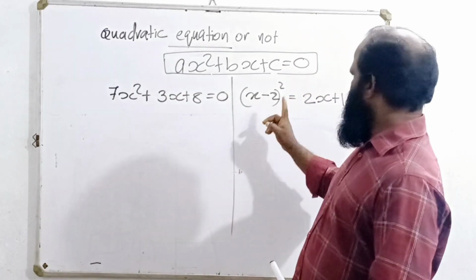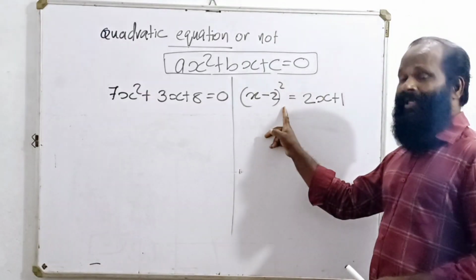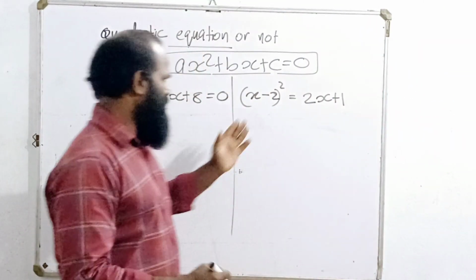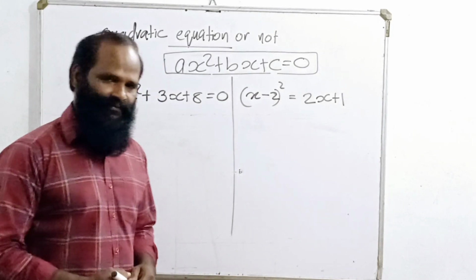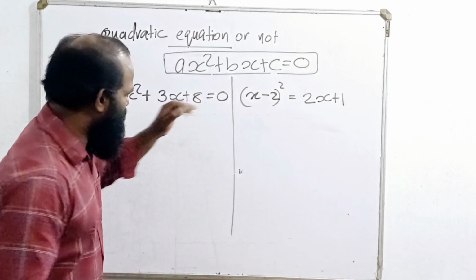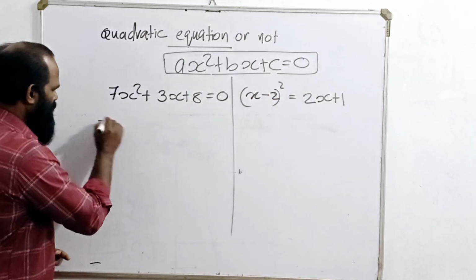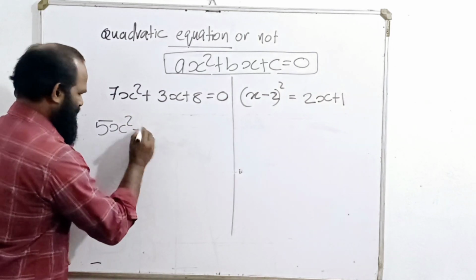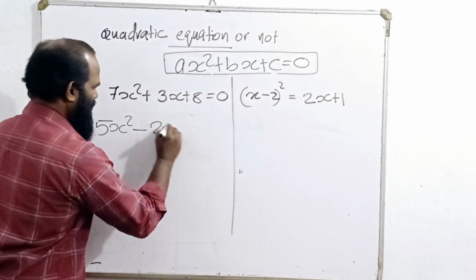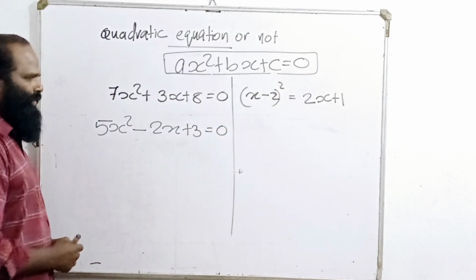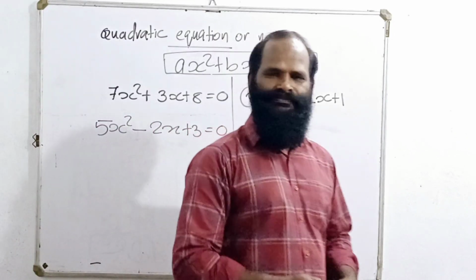We have one more example here. Before I take you to that example, let me write another equation down here, and we shall check whether that is a quadratic equation or not. See this. 5x square plus, let it be minus 2x plus 3 is equal to 0. Could this be a quadratic equation?